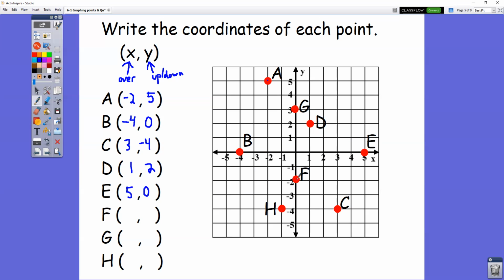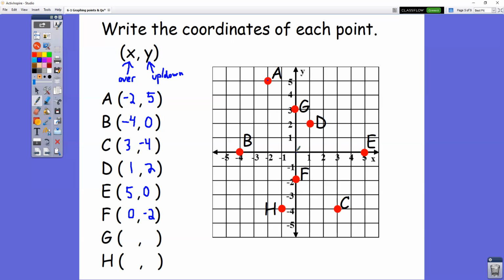F. F is right here. Again, this one's tricky because it's on the y-axis. Starting in the middle, are we going left or right any to get down to F? No, we're not. We're not going left any. We're not going right any. So we're going over 0, and then we're going down to -2. So we're going to write 0, -2, because we went over 0, down to -2.